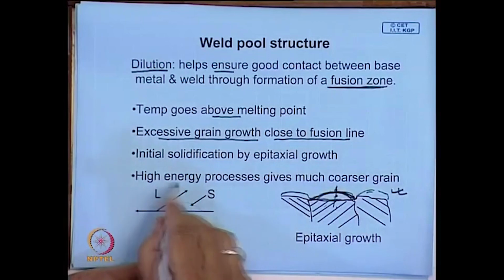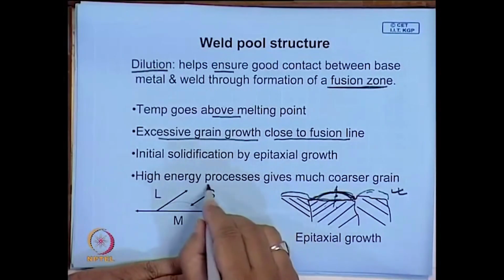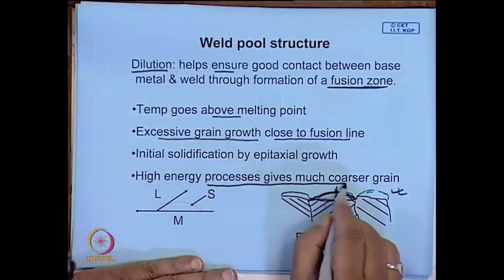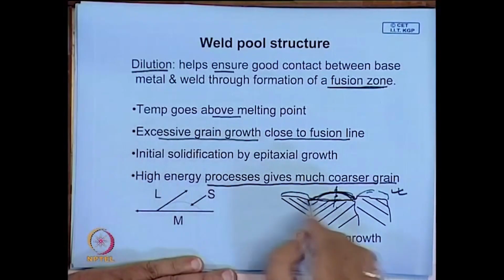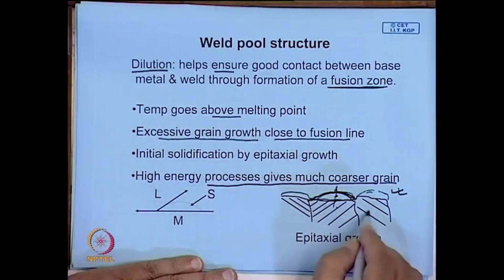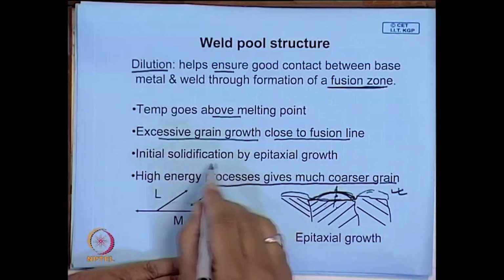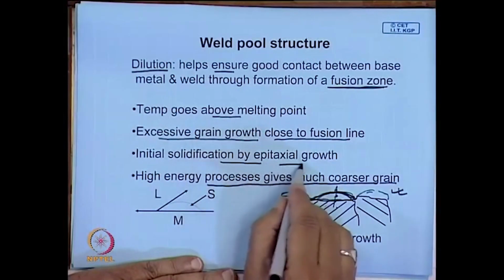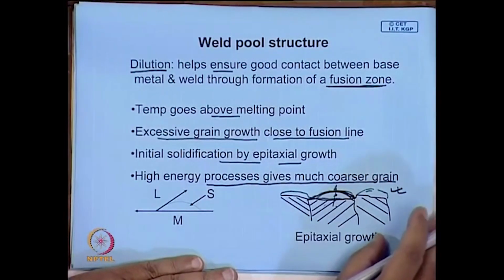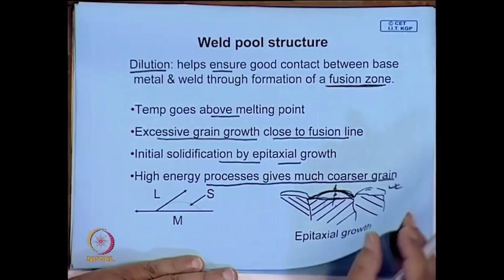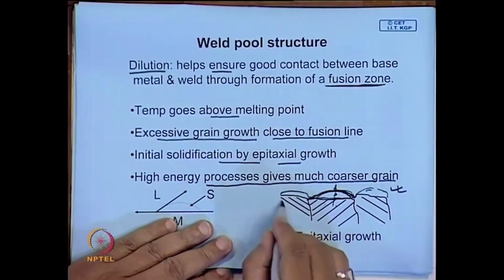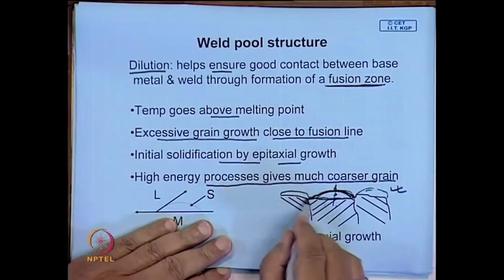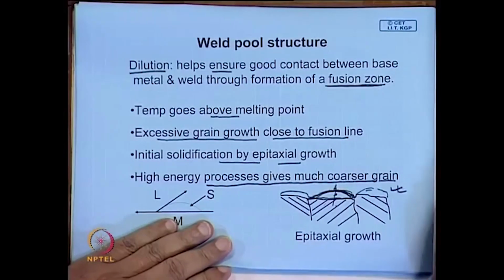Therefore, in all high energy processes where the temperature goes very high for a short duration, there will be such large grain growth, and initial solidification will always be through epitaxial growth. So even in a fine grain structure, it is very likely that near the fusion zone you will have extremely coarse grains.